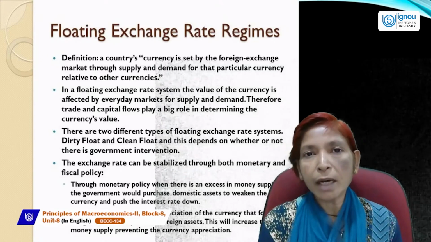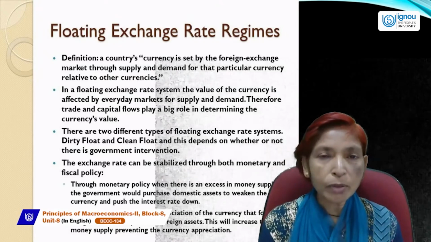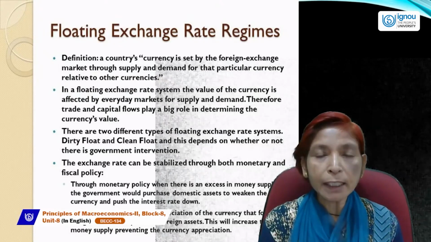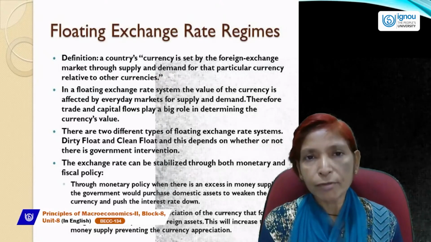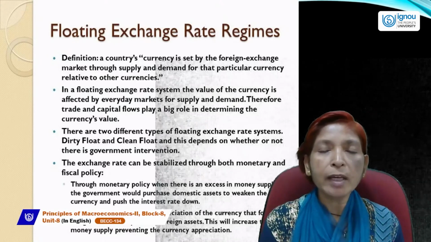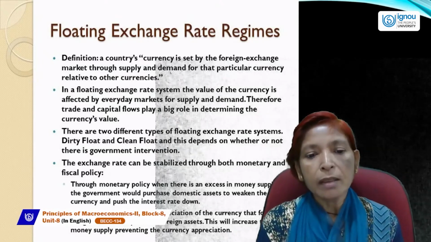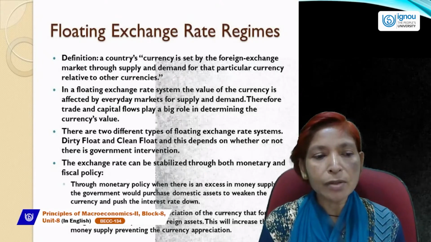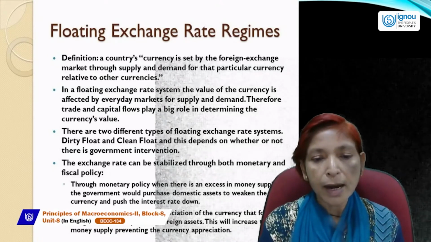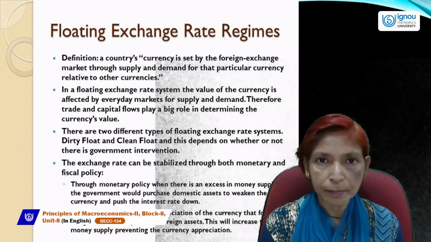And as you know, demand can change at any time, supply can change at any time, and both are flexible, both are not fixed, and both are related with a period of time, not a point of time. Therefore, trade and capital flows play a very big role in determining the currency's value. There are two different types of floating exchange rate. One is dirty float and the other is clean float. And this depends on whether or not there is government intervention.